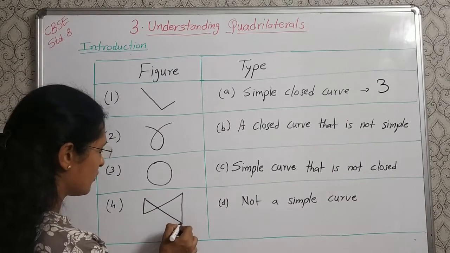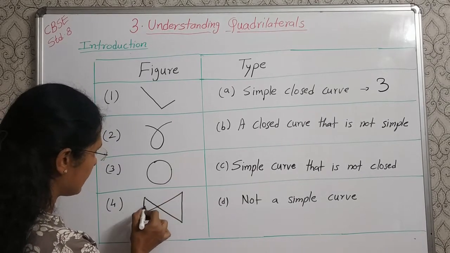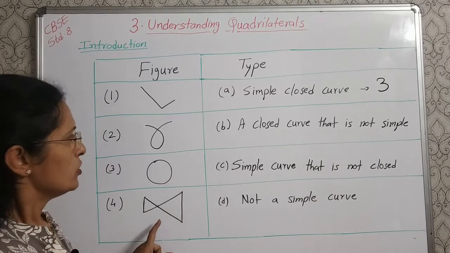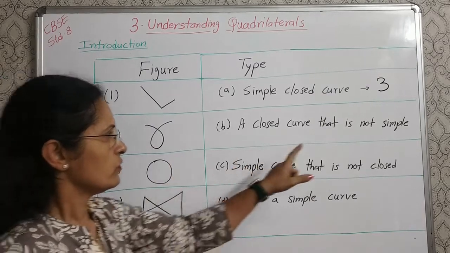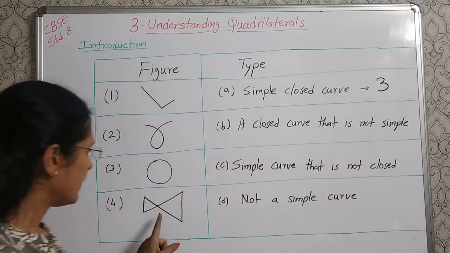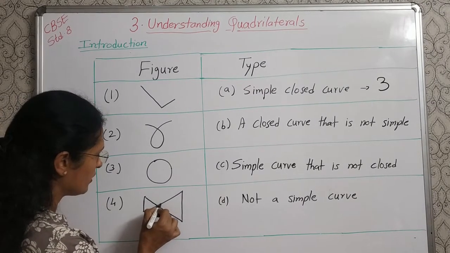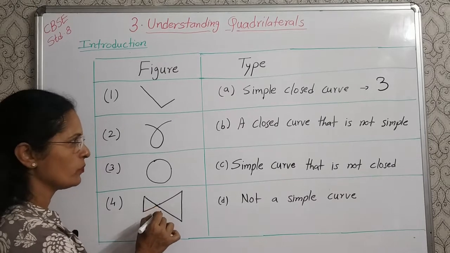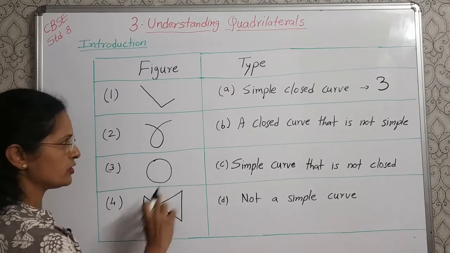You can even start from here. If you start from here, then you'll draw like this, and you'll come here again. So this is a closed curve. Now it is not simple. Why is it not simple? Because this point is overlapping. Here it is a cross. This point is overlapping. It is retracing. So this is not a simple curve, and therefore this figure matches with this.